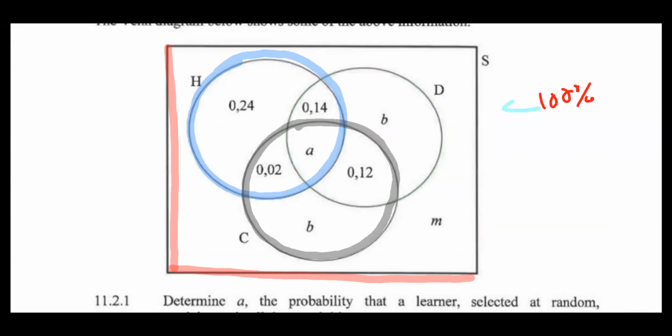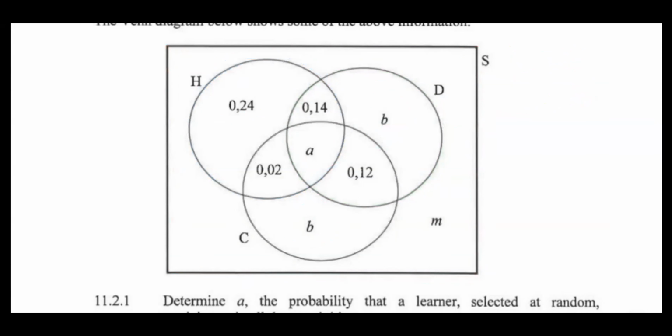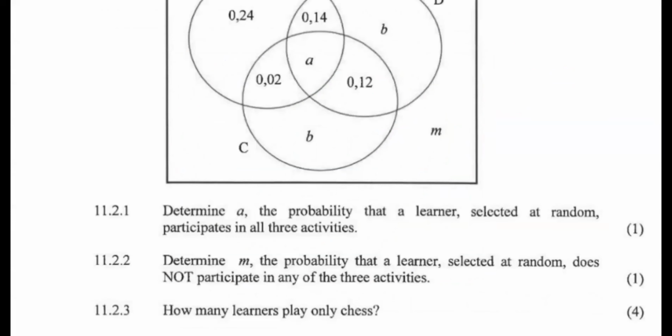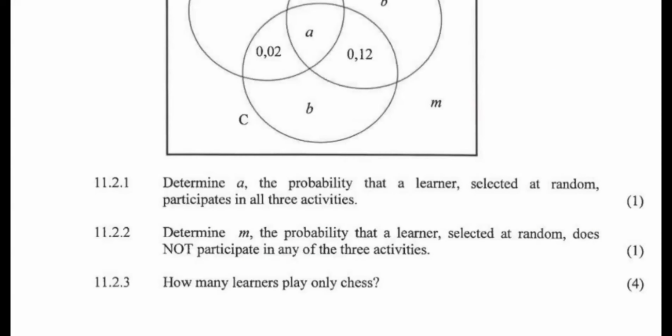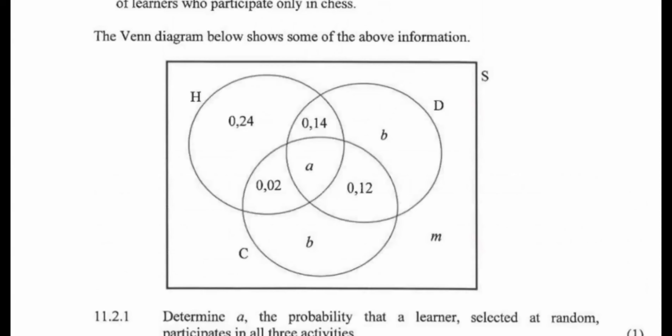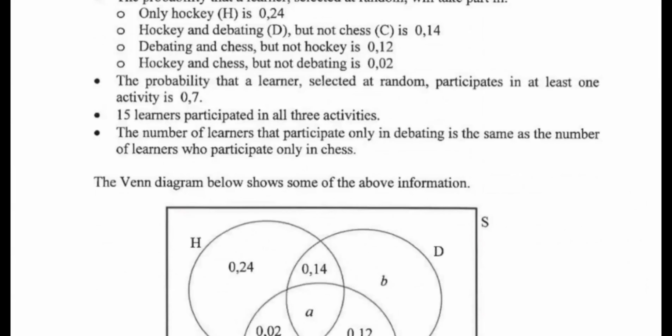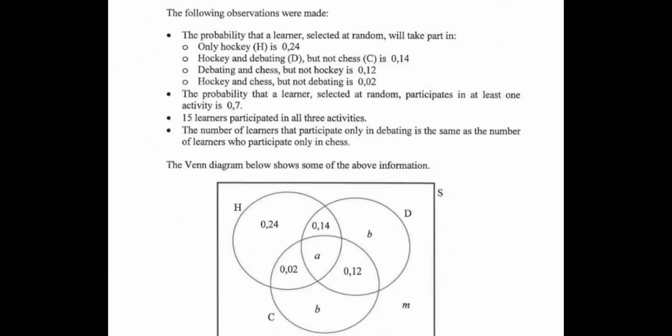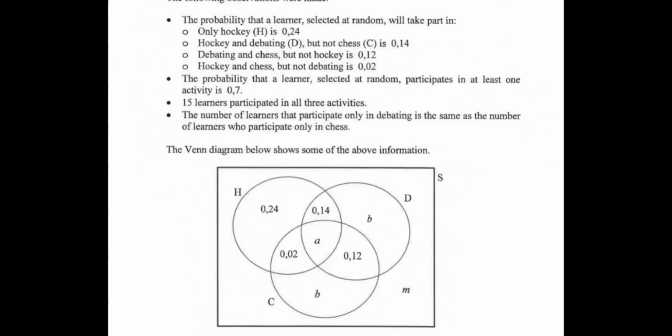Now I'm just going to erase all of this, and then we're going to answer the first question. Determine A, the probability that a learner selected at random participates in all three activities. I feel like this is too little information for us to determine A's value. So let's read above to see if there isn't anything that could help us. Please try to answer here. I'm going to pause, so let me know when you have a solution.